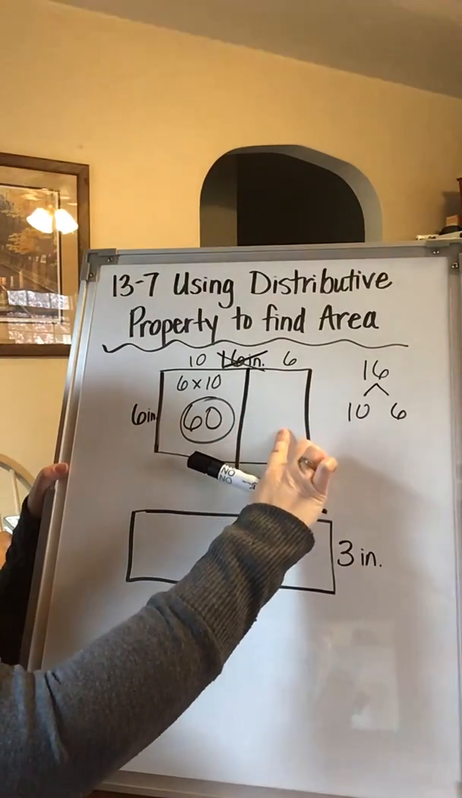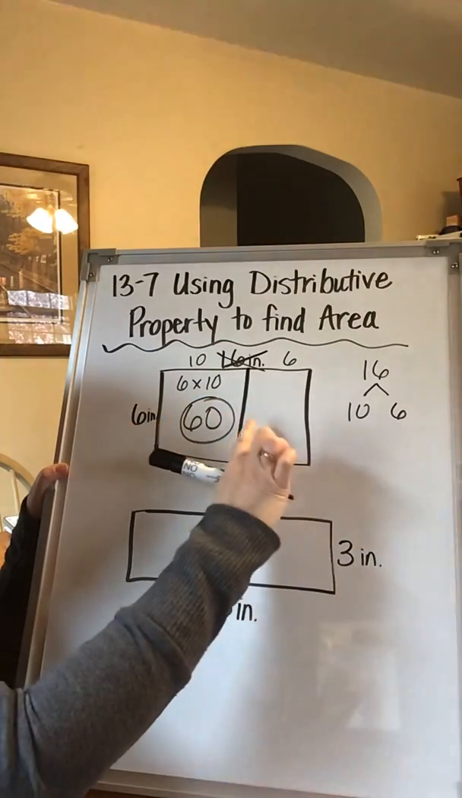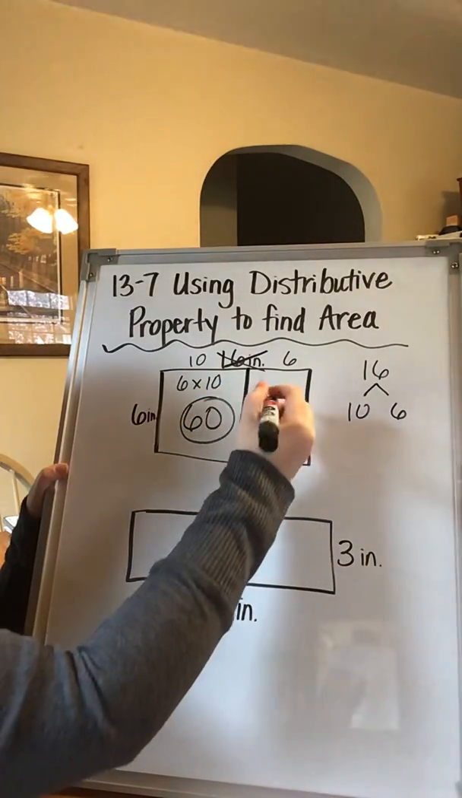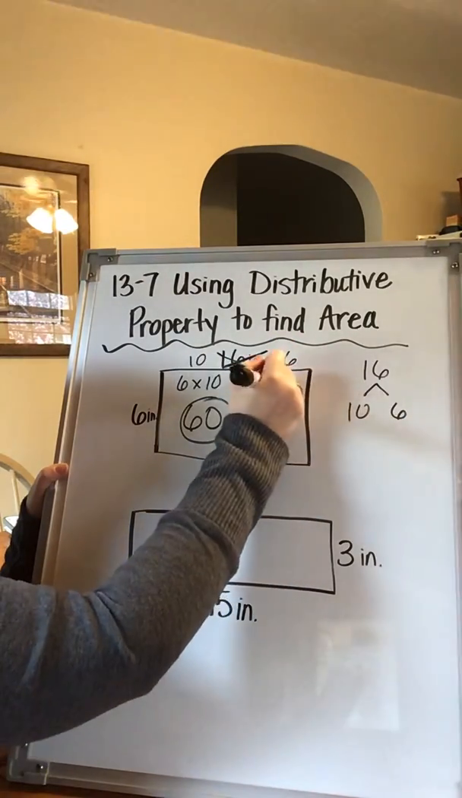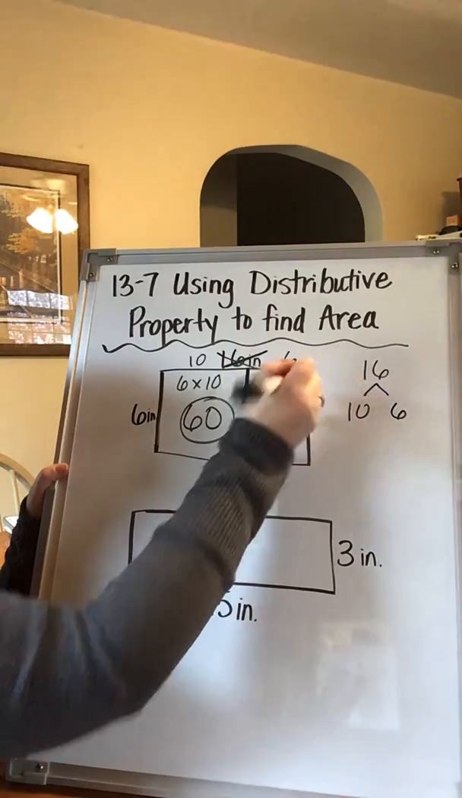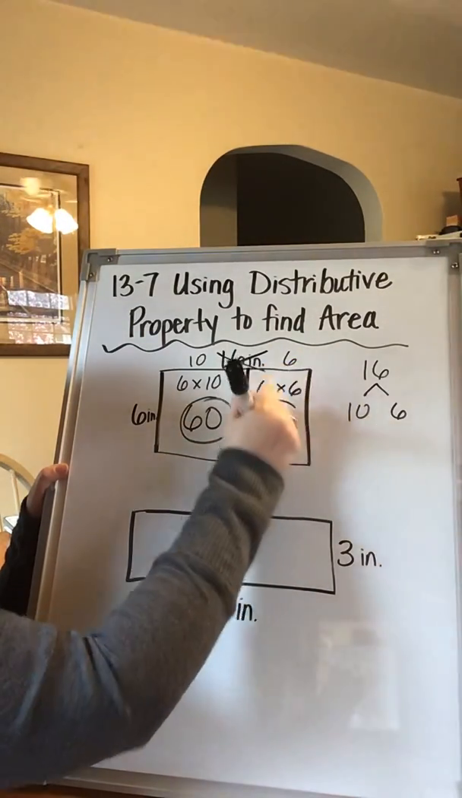And then I'm going to move on to this section. Now our 6 inches stayed the same. It's still 6 inches wide. So we're going to do 6 inches long by 6 inches wide. And 6 times 6 is 36.